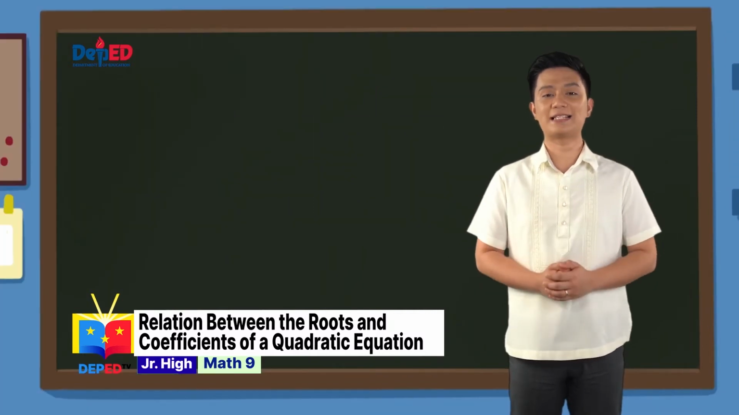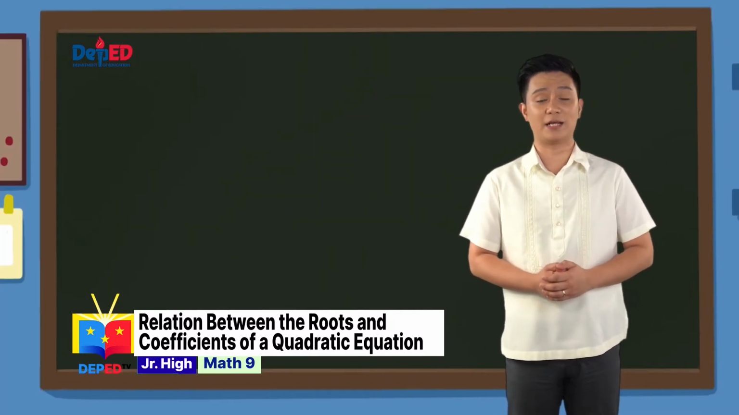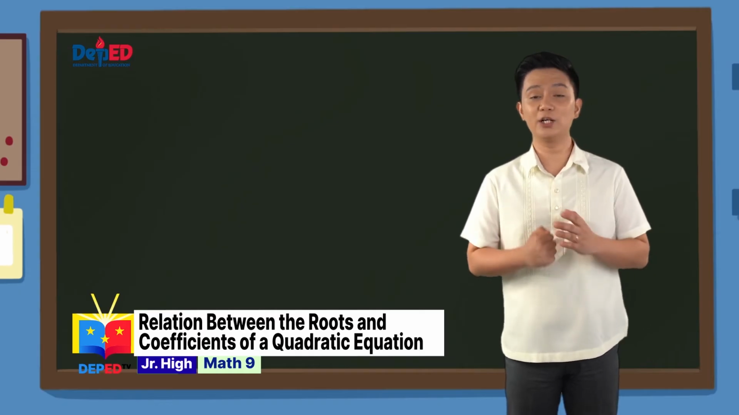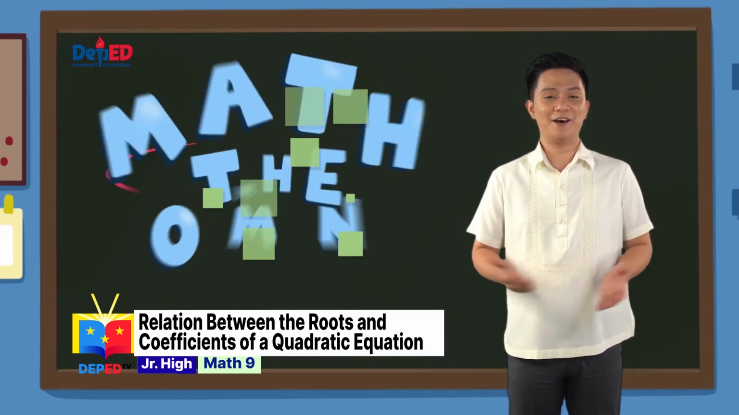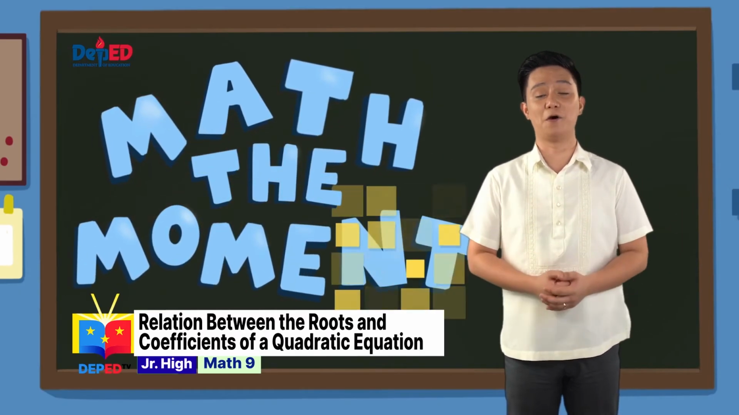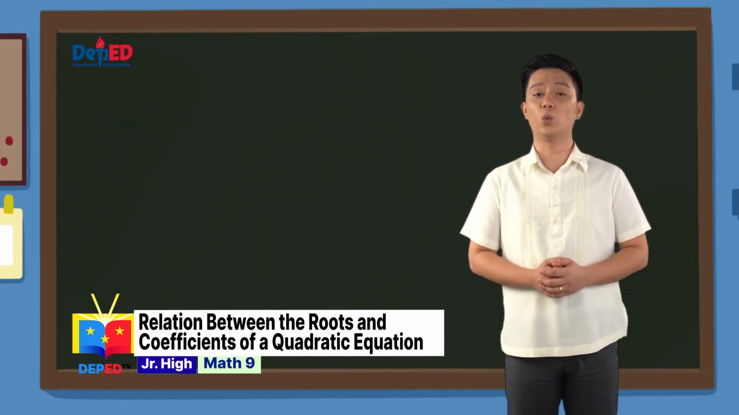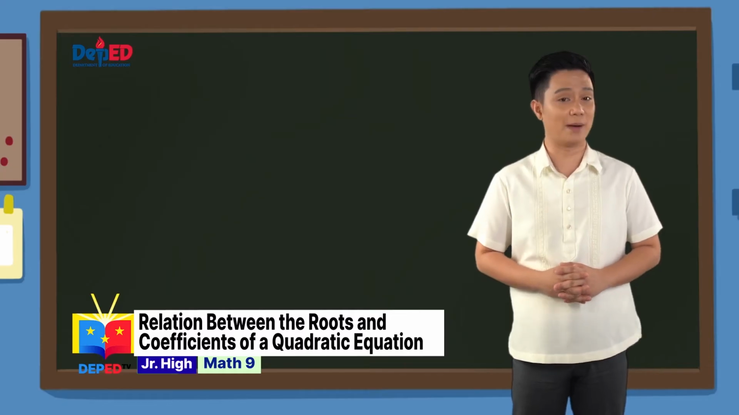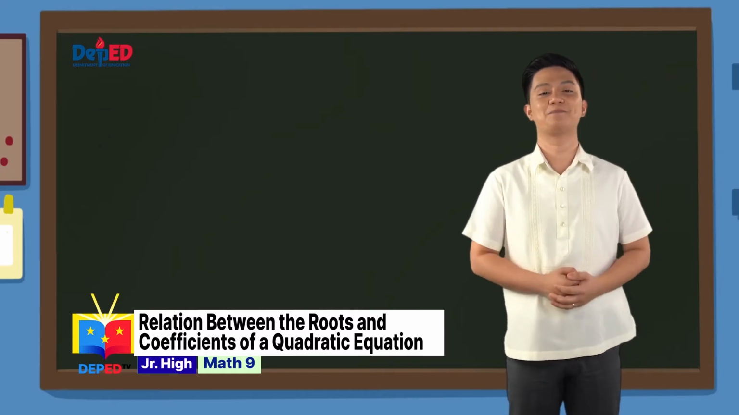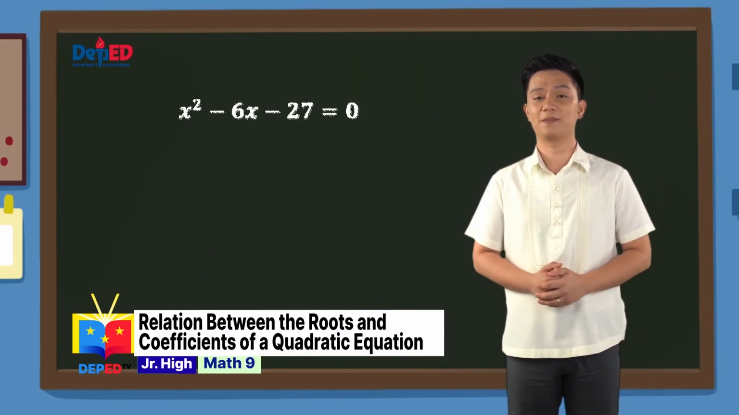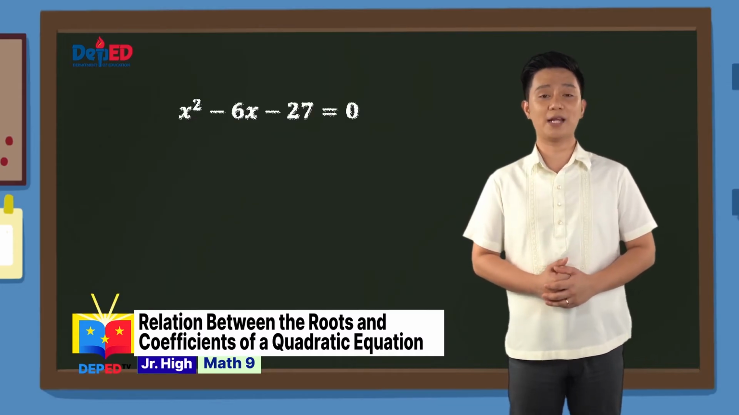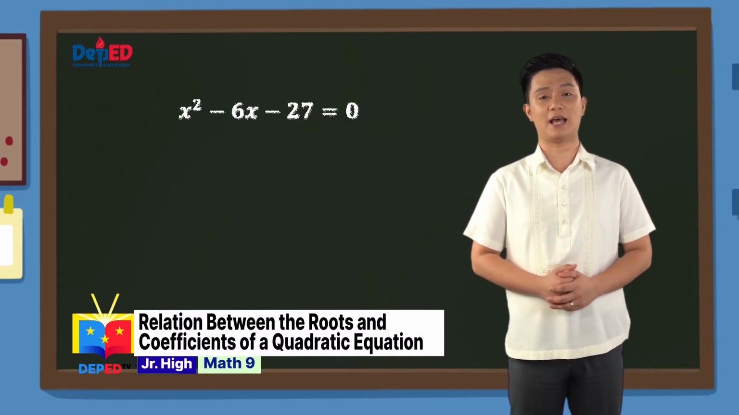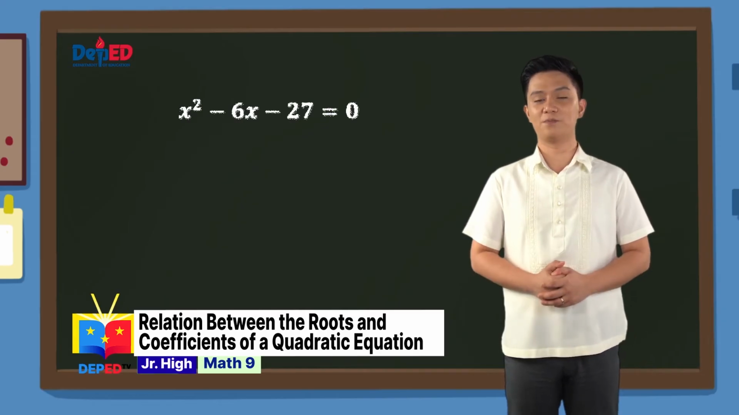Let's keep our minds active by answering this set of exercises. Kindly ready your pen and paper. Here is Math the Moment. So, given the equation, we will identify the sum and the product of its roots. Kagamath, let's do this. Equation number 1, x squared minus 6x minus 27 equals 0.